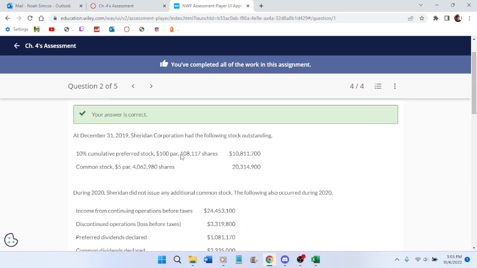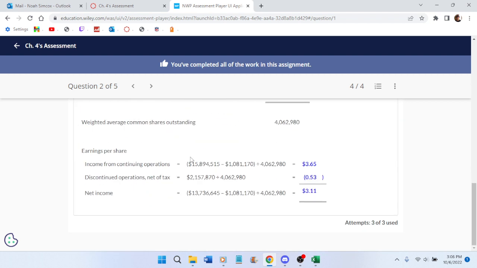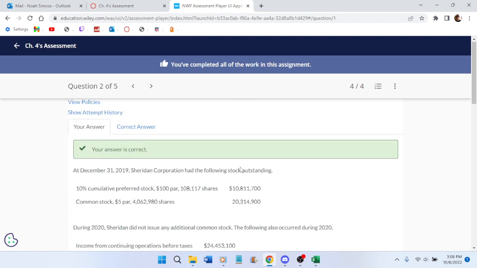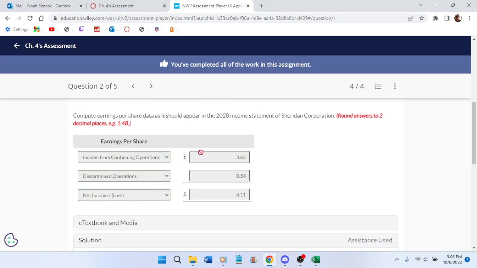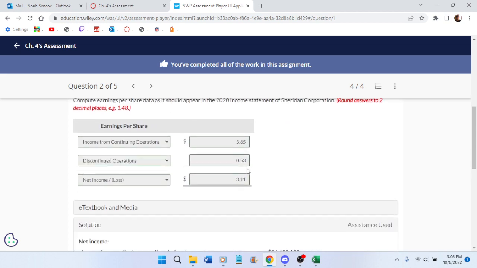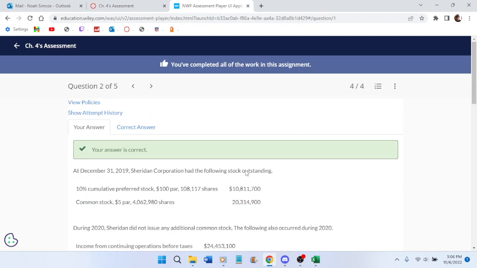So, what the? Whoa, wait a minute. This is insane. Wait, how did I get this right originally? I didn't even realize what they did. They multiplied this amount by 10%. Because... What the heck? Are you kidding me?